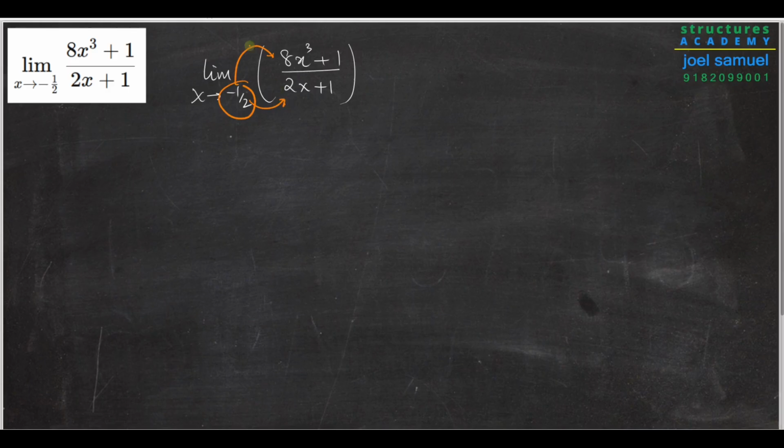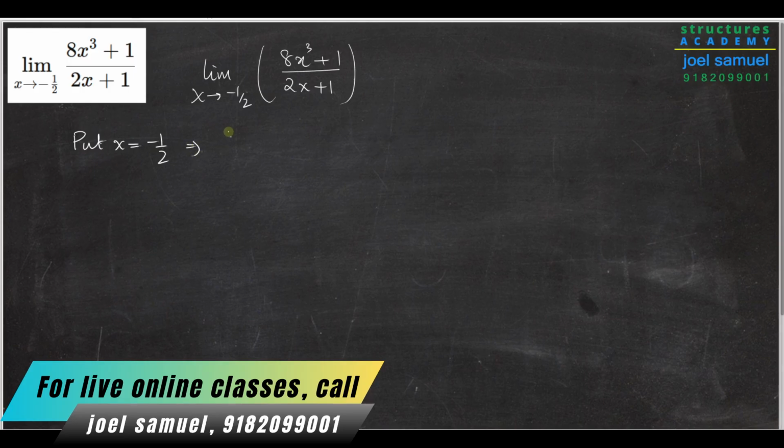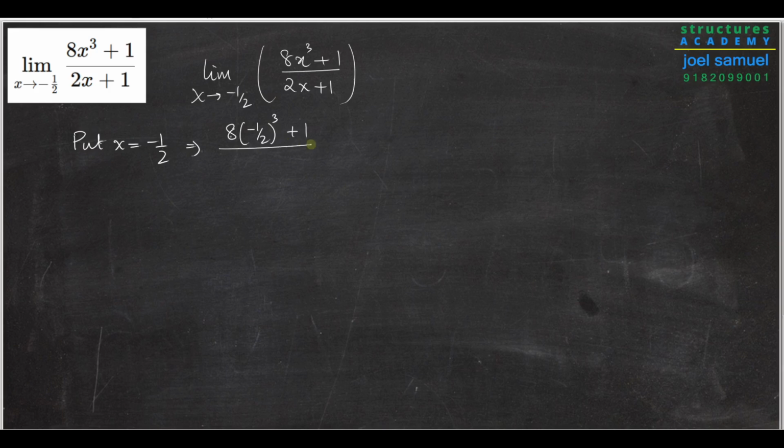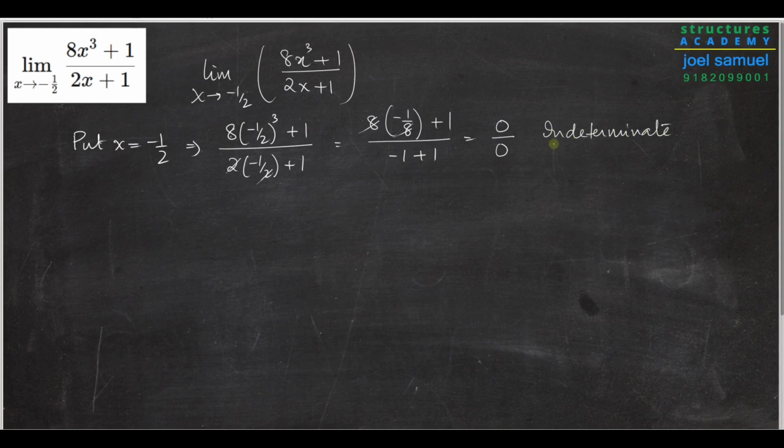a finite value. So let's put x is equal to negative half, in which case the function becomes 8 times minus 1 over 2 whole cube plus 1 whole divided by 2 times minus 1 over 2 plus 1. So this becomes 8 times minus 1 by 8 plus 1 divided by minus 1 plus 1, because the 2 and 2 get cancelled here. So the 8's get cancelled, you get minus 1 plus 1, 0, and the denominator also becomes 0. Now we know this is an indeterminate form, so we cannot proceed further.